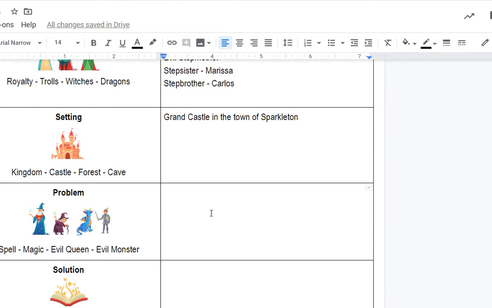The problem. So the problem is the evil stepmother won't let Cinderella, Trishilla, out of the house to audition for an art contest.